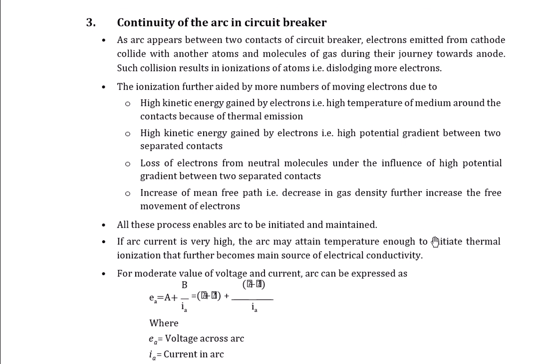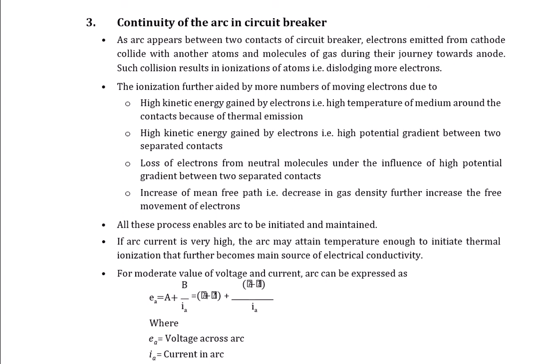So now we have a topic that is related, or we can say a continuous topic, on how electrons are generated. The third point is the continuity of the arc in a circuit breaker. As an arc appears between two contacts of a circuit breaker, electrons emitted from the cathode collide with other atoms and molecules of gas during their journey towards the anode.